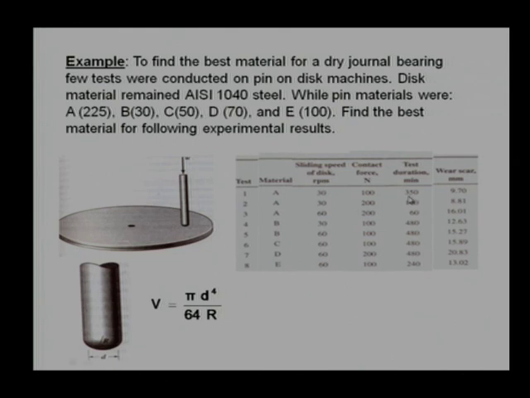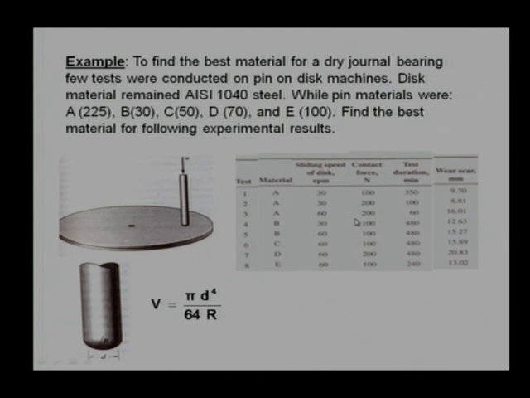That is also shown over here. When we operate material A for 350 minutes, the wear scar is almost 9.7. When we operate at 100 minutes, the wear scar is 8.81, a reduction. However, the load has been increased 2 times. So, the increase in load and decrease in time, both factors work, and finally this comes as 8.81. In the third case, we increase the speed 2 times from 30 to 60 rpm, keeping the contact load the same, but the duration is decreased. But even in this case, the wear scar is increased.